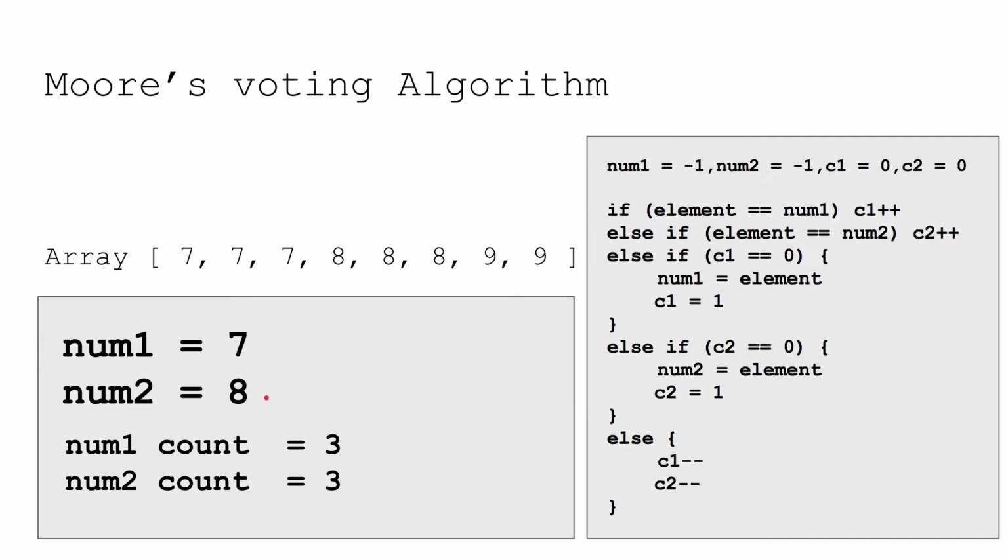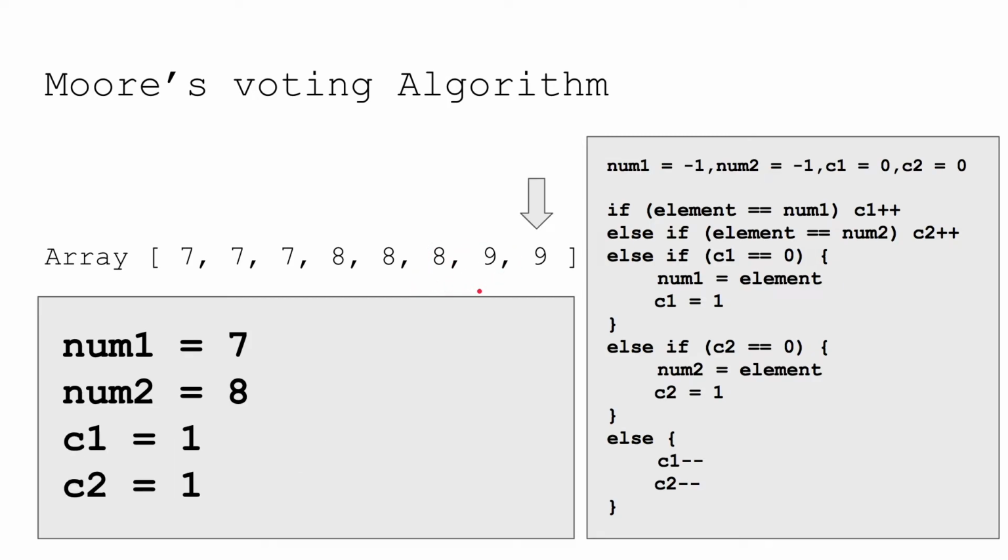It might happen that this array does not have a single majority element, or it can also have one majority element. So let's say we modify this array a bit. At this point, when we reach the last element of this array, we have this state where our counters are at 1 and 1, and the variables were set to 7 and 8.